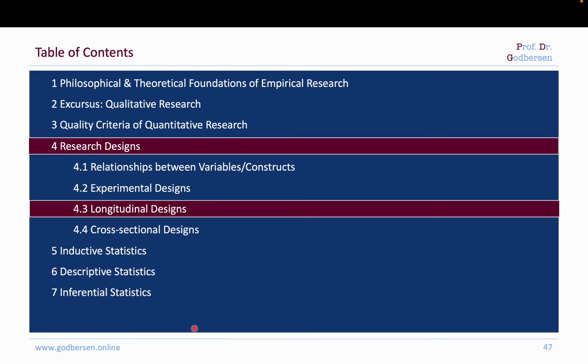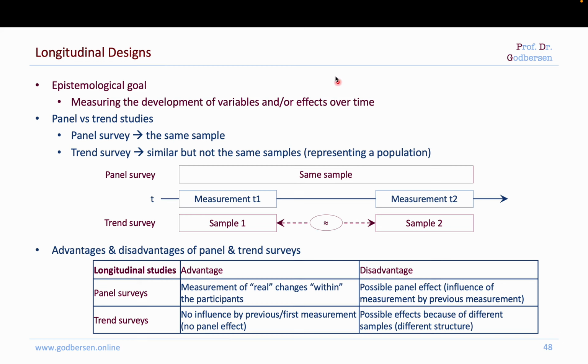The next research design that I would like to introduce is longitudinal designs. The objective of longitudinal designs is measuring the development of a variable over time. And of course, we're in academic research. Normally, we look at effects, at relationships between variables. So of course, it's also the development of effects over time.